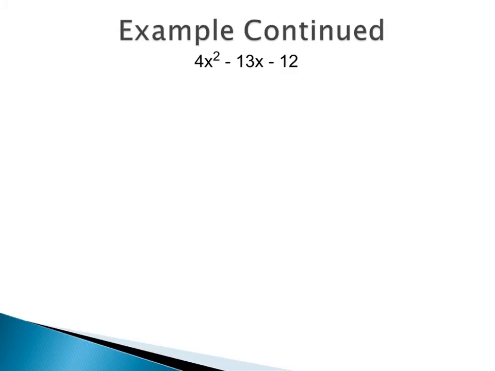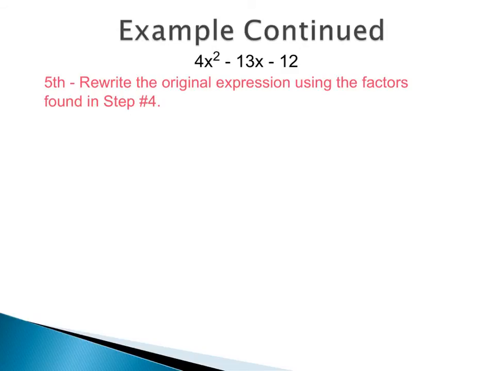Now that we've found our factors that multiply to negative 48 and add to negative 13, we want to rewrite the original expression using the factors that we just found. So from here, we're going to keep the first term of 4x squared. We're going to keep the last term of minus 12. But the middle term is going to break down into those factors that we just found. So the negative 13x is going to break down into a negative 16x and a plus 3x. So what we've done here is that we've actually made the trinomial into a 4-term polynomial.